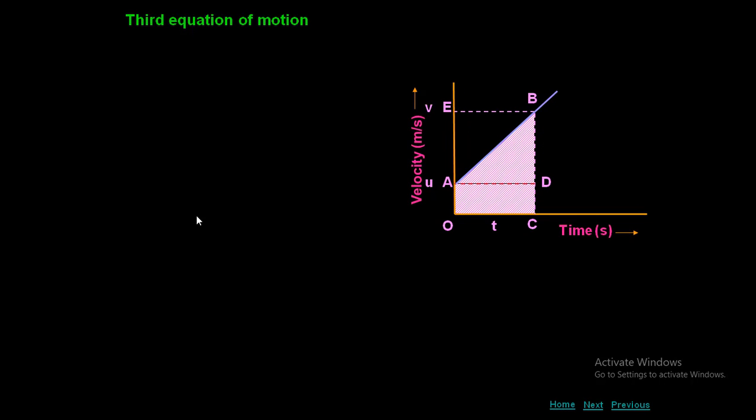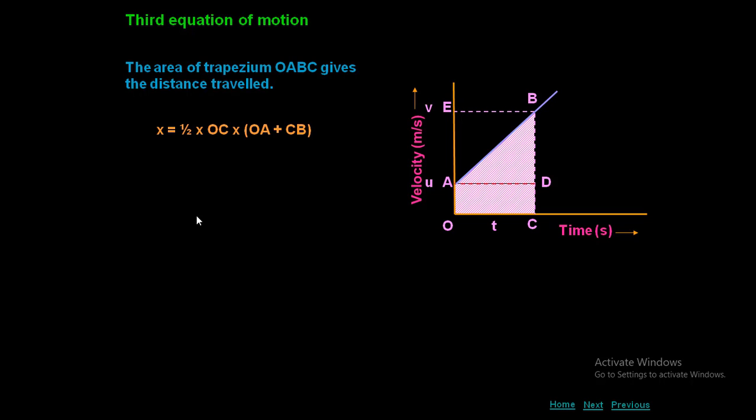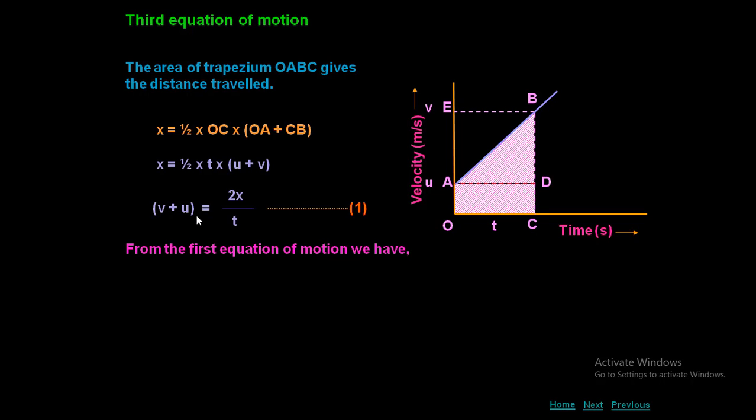Third equation of motion. Again I am taking the same velocity-time graph, the same shaded portion. I take the area under the curve, which is the area of trapezium OABC, x equals half into OC into OA plus CB. So x equals half into t into u plus v, which we already discussed in the second equation. Now if you rearrange, v plus u equals 2x by t. This is equation 1. From the first equation of motion, we have v minus u equals at. This is equation 2.